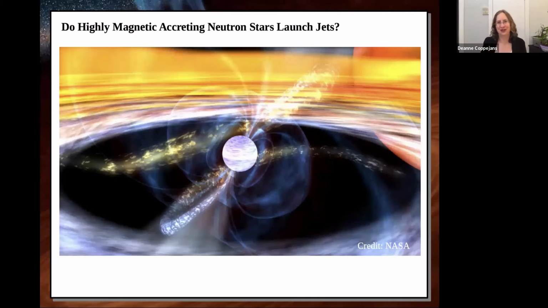Moving on to neutron star systems. One of the outstanding questions in the field is whether highly magnetic accreting neutron stars can launch jets. It was previously believed that neutron stars with magnetic fields over 10^12 Gauss could not launch jets. Observationally, this idea came about because they were not detected at radio wavelengths, until very recently, that is.